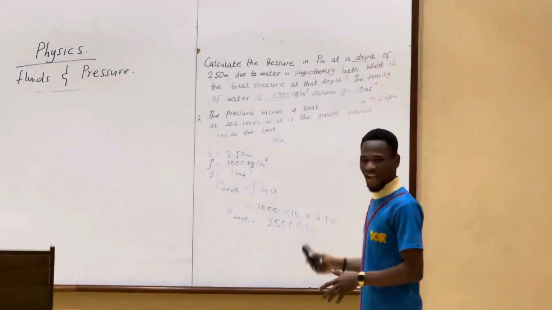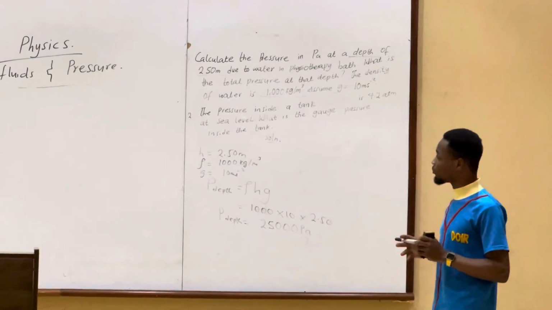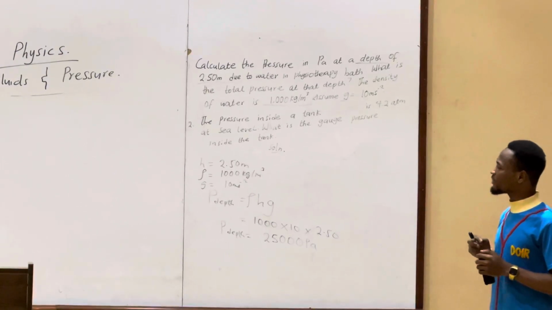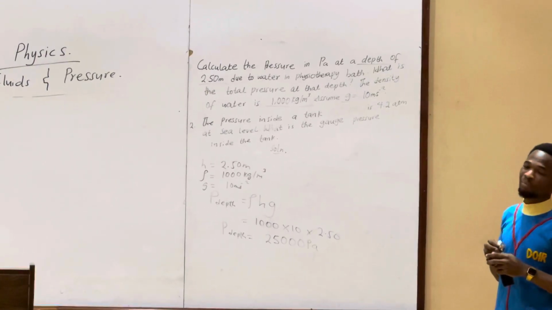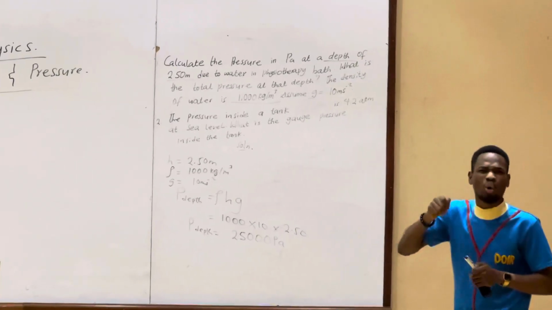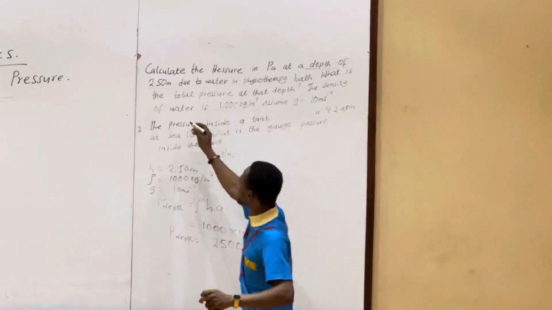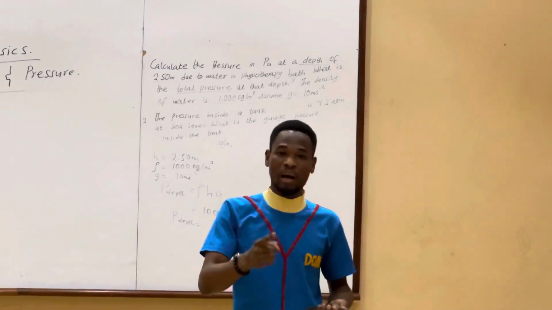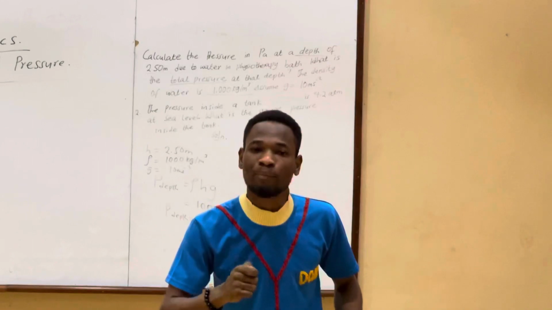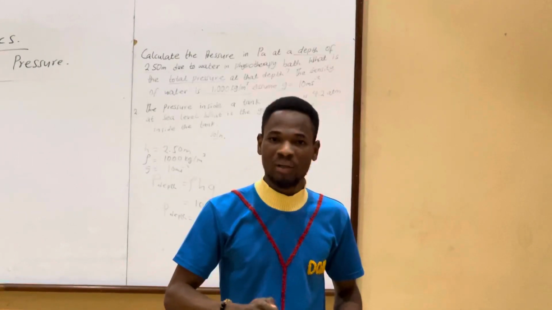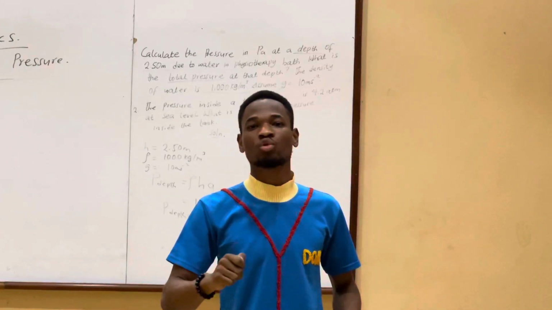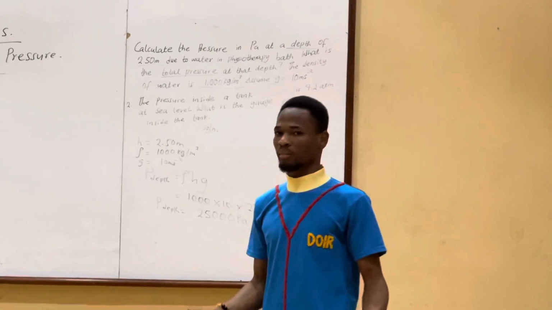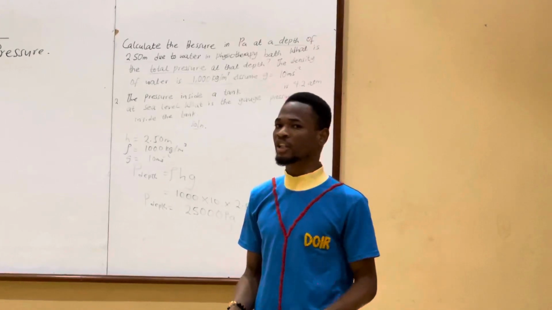Now, this is not the end. Read the question carefully. Calculate the pressure at a depth of 2.50 meters due to water in a physiotherapy bath. What is the total pressure? Listen to the total pressure. We've spoken about total pressure, and we said total pressure is the same as the absolute pressure, which is the pressure measured relative to a perfect vacuum. And what is the relationship between absolute pressure and the gauge pressure?